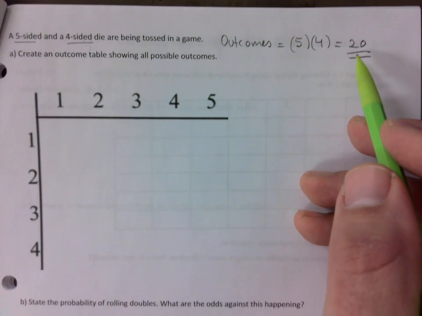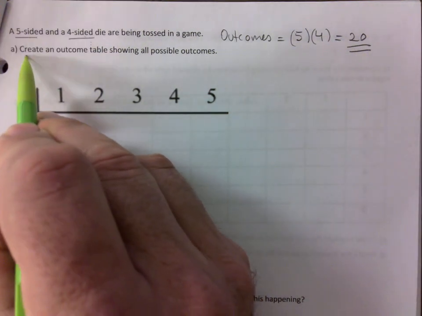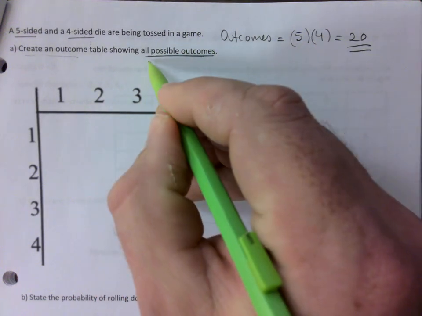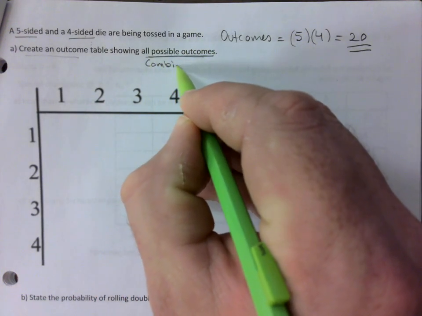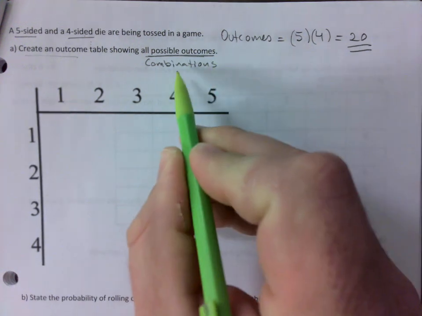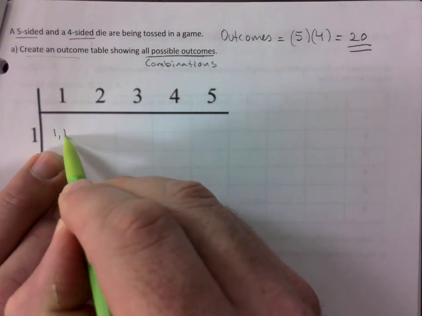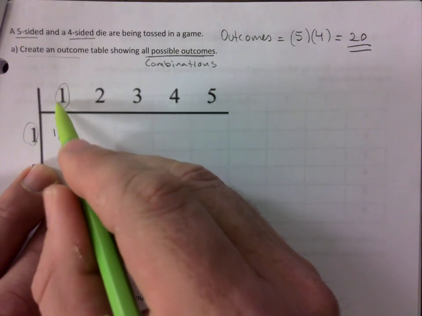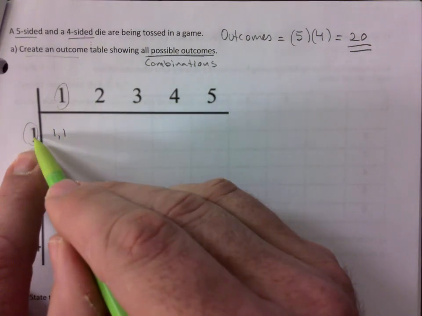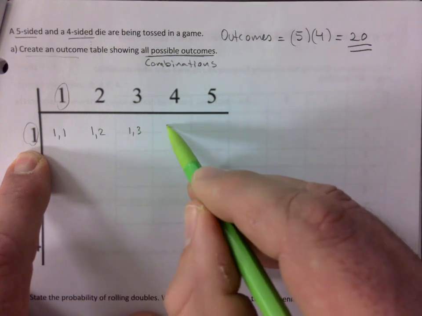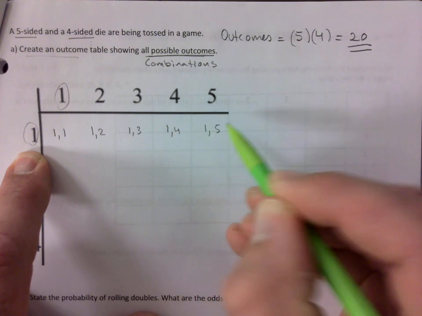So, right, this is just how you would do it. You would know right away it's 20 outcomes. What does it ask you to do? Create an outcome table showing all possible outcomes. You know what you can put down here is combinations. If I ask you for combinations, I want you to actually write what each die lands on. So the first one here would be 1, 1, right? This one lands on 1, this one on 1. And then I stick with this row, so I go 1, 2, 1, 3, 1, 4, 1, 5.